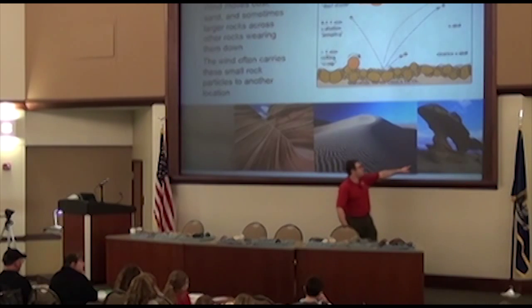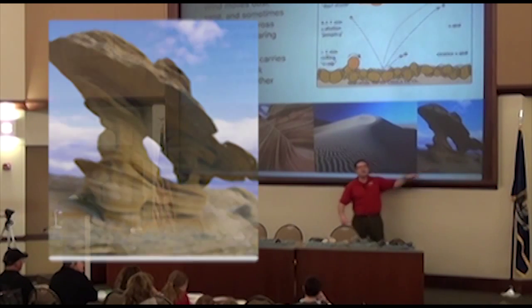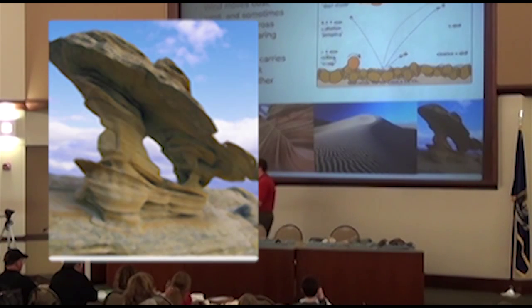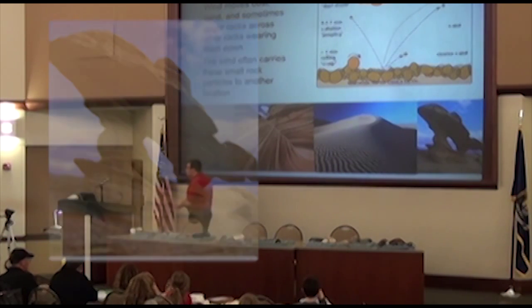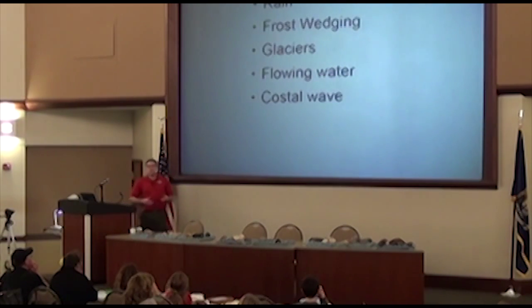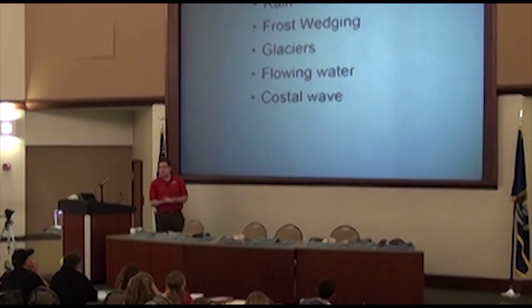Sometimes the wind creates some really crazy shapes with rocks. It can blow holes right through things by wearing it down with sand. So wind erosion is one type of erosion. Pretty much the rest of them that we're going to talk about have to do with water.